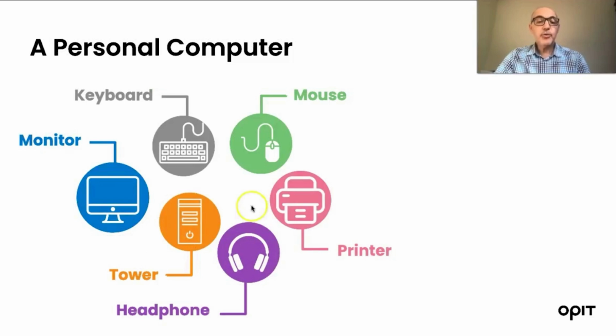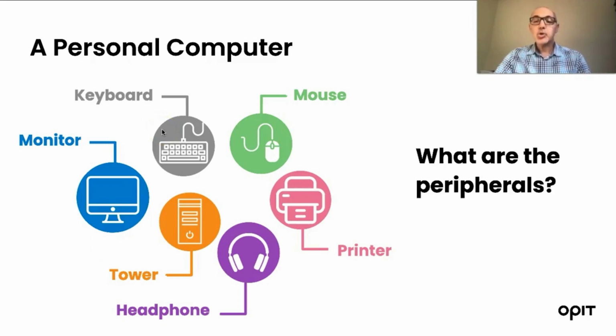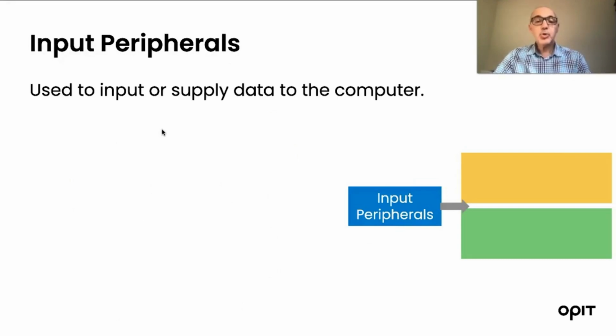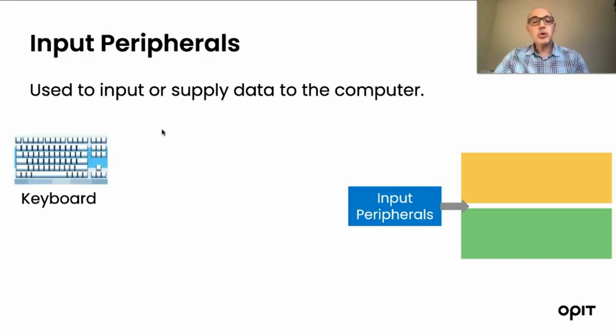As we said before, within the tower we have the motherboard, and within the motherboard we have those essential parts. All the remaining are either storage or peripherals. So let's see what the peripherals are. If you remember, we have two types. We input the information from this peripheral to the system or to the CPU. They are used to input or supply the data to the computer.